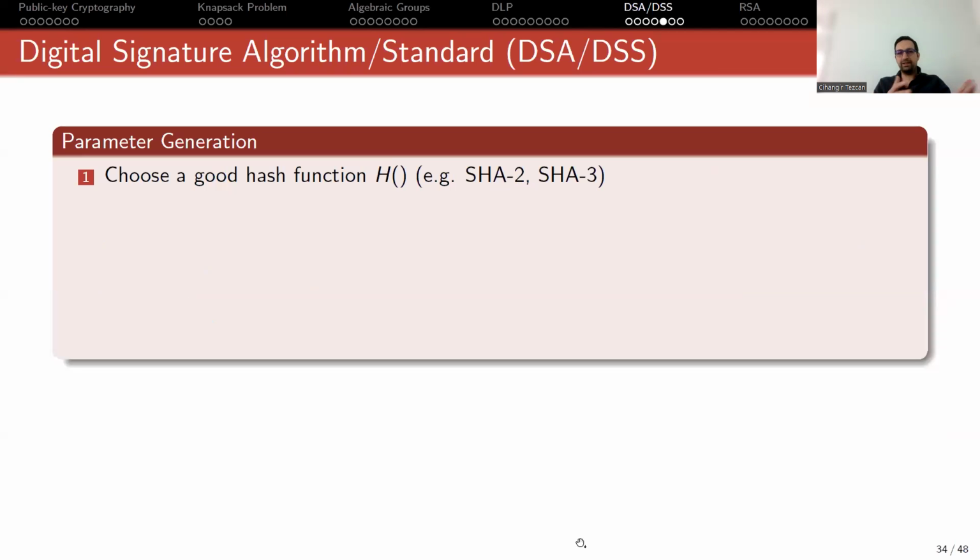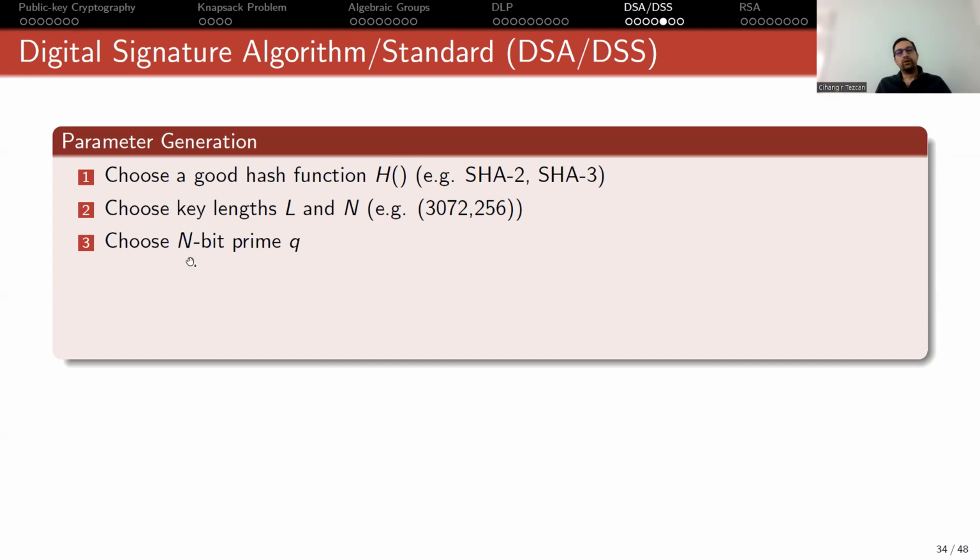But again, in order to understand it, it is a nice idea to see how DSA works. Let's focus on parameter generation. First, you choose a good hash function, like SHA-2 and SHA-3. No MD5, no SHA-1, okay? You choose two key lengths, L and N. In order to have 128-bit security, you can choose these numbers as 3072 and 256 bits, okay? Choose an N-bit prime Q. Here, as an example, I said it can be 256 bits.